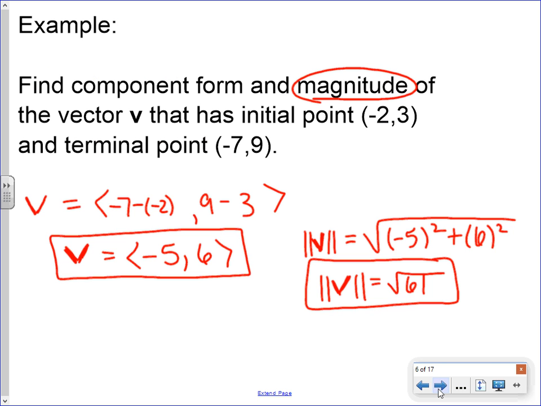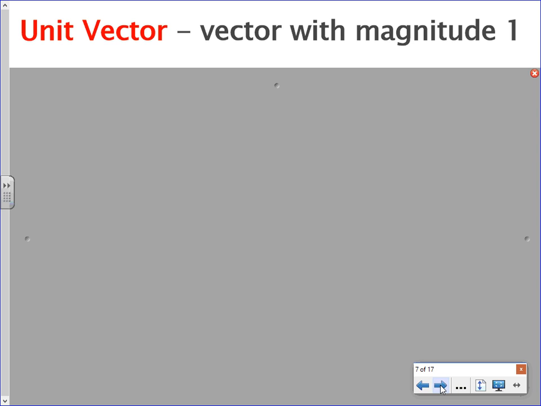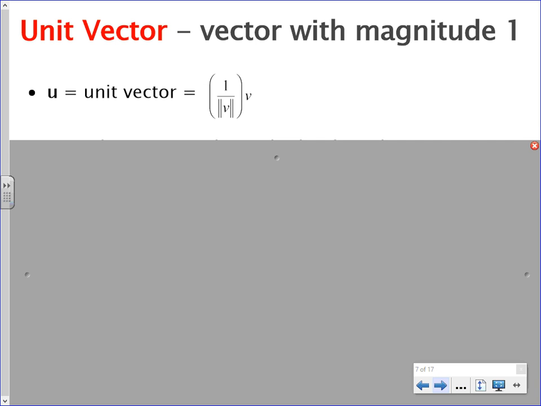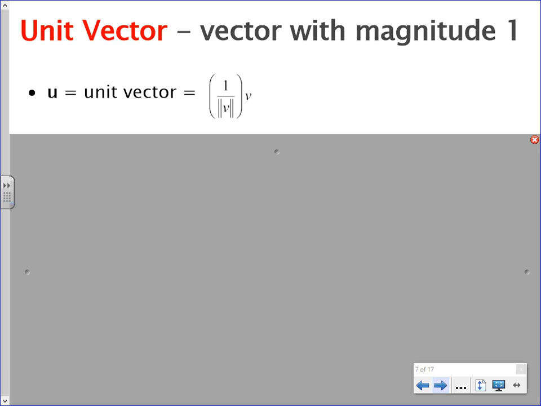So what we need to do is take our vector and multiply it by a scalar so that our magnitude is 1. But by multiplying by a scalar, we are still in the same direction. So how we're going to do that is this right here. We're going to find the magnitude and multiply our vector by the reciprocal of the magnitude.